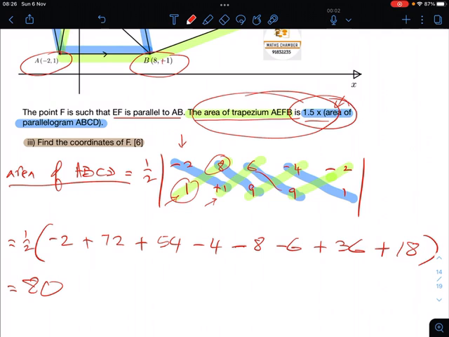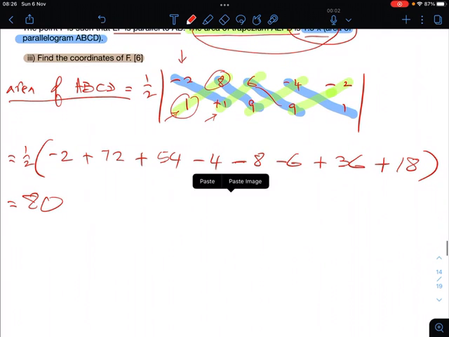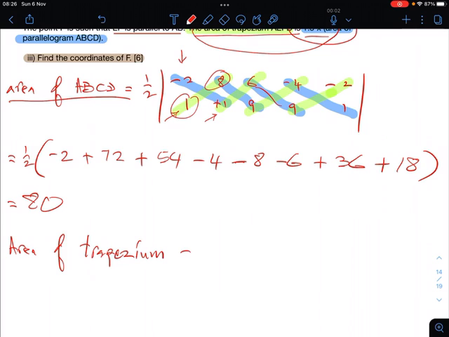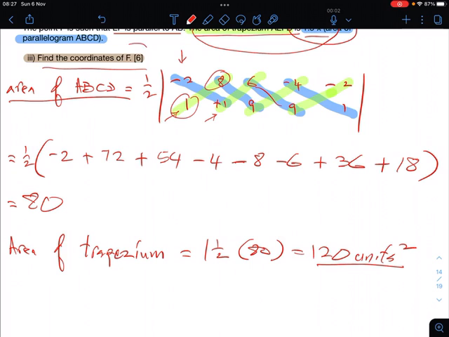right? That means we can find the area of the trapezium. That means the area of the trapezium will be equal to 1.5 times 80. That will give you 120 square units, right? Okay. Now, after we found this, we still haven't found the final answer yet, because we have to find the coordinates of F. The coordinates of F.